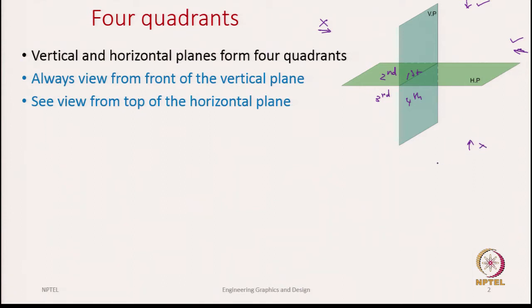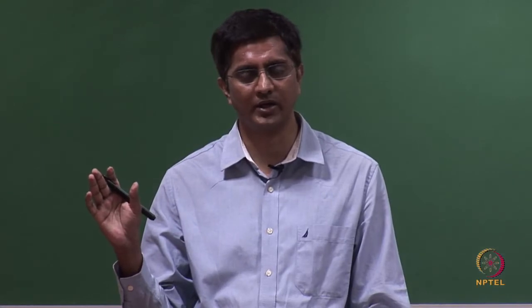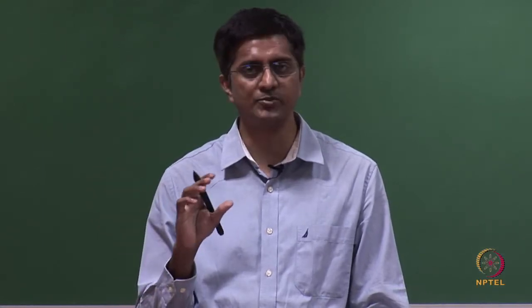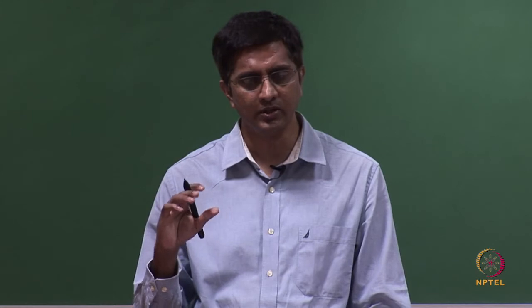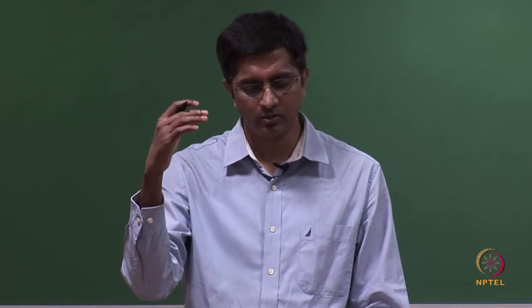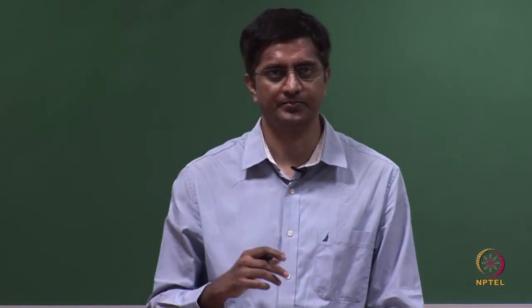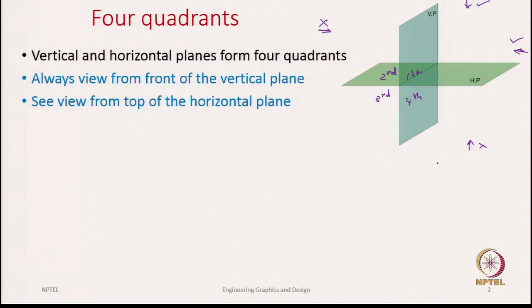No matter where your object is, you can place it in the first, second, third or the fourth quadrant, but these two rules should be followed: to capture the front view, you look from the front of the vertical or frontal plane, and to capture the top view, you look from above or the top of the horizontal plane. Once we have these two rules, we will see that though we have 4 quadrants, we only have 2 real possibilities.